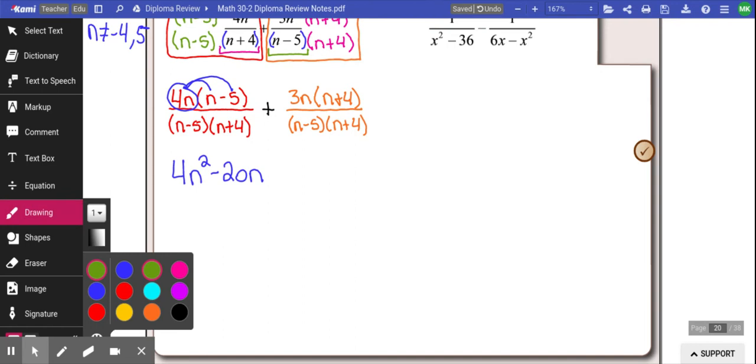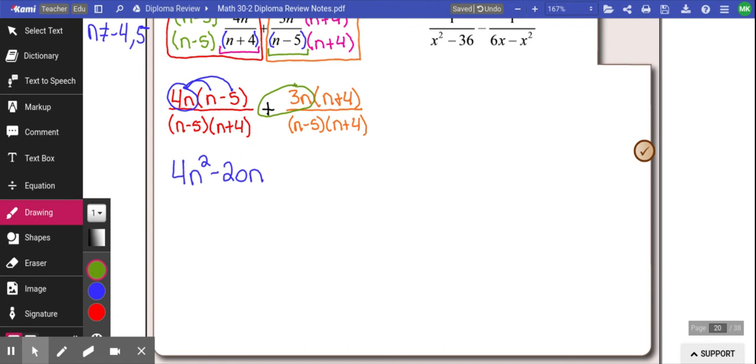And then on the second fraction, I'm also going to expand. But because I'm writing this as one fraction now, instead of just expanding 3n, I'm expanding a plus 3n. So I make sure I attach that middle symbol to the monomial. And then I multiply it in. Plus 3n times n becomes plus 3n squared. Plus 3n times 4 becomes plus 12n.